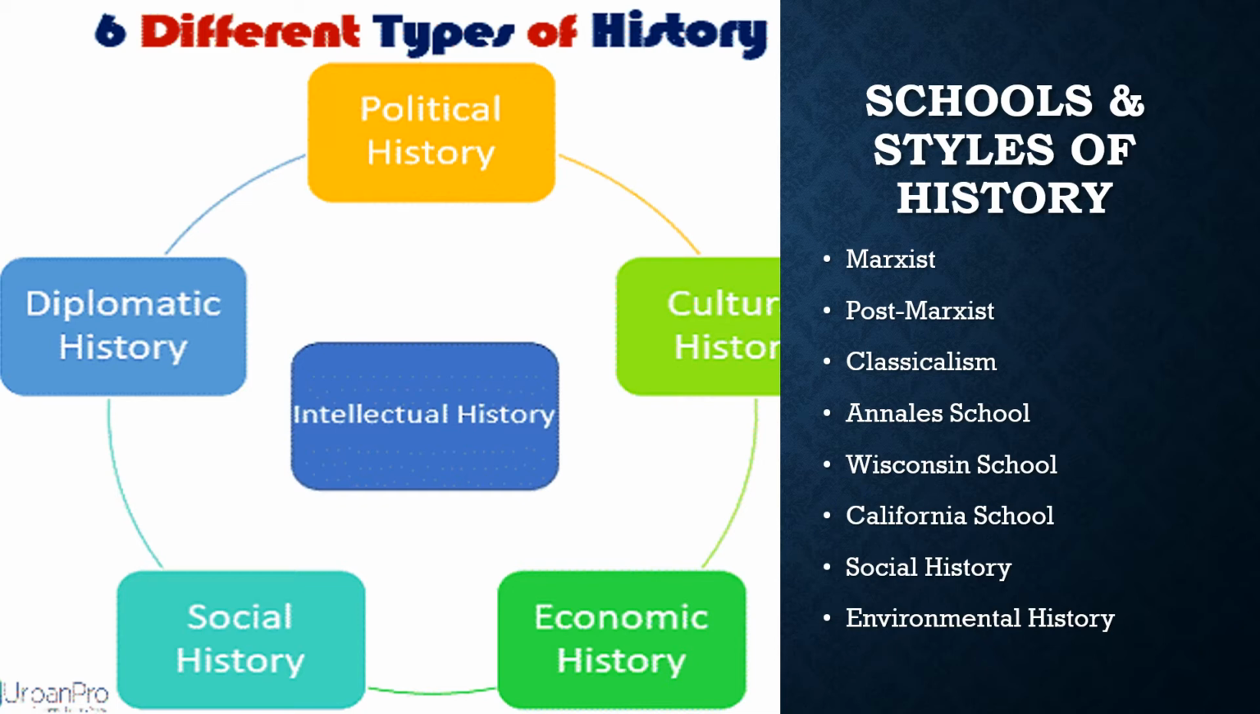Within the United States, sometimes you get different schools of history associated with different universities. So, for example, the Wisconsin School of the middle of the 20th century through the latter part of the 20th century, arguably influencing professors up through the present. The California School, in a similar fashion, 1960s, 1970s, arguably influencing professors up through the present.